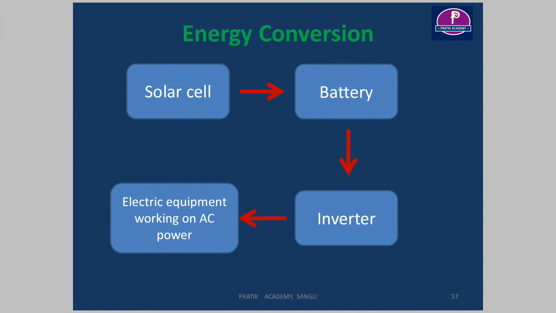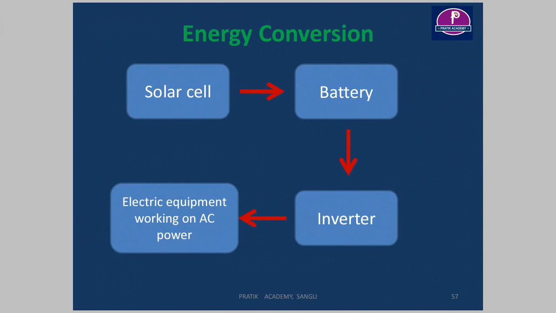If in your house you have an equipment working on DC power, then you don't require any inverter. You can directly take solar energy, store it in a battery, and from the battery you can directly give this power to an equipment which is working on DC power. So when there are DC devices in the home, there is no need of an inverter.